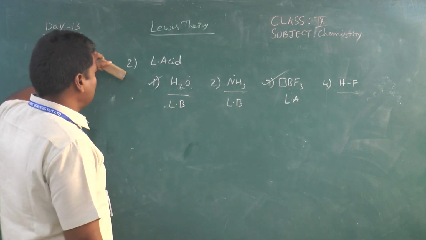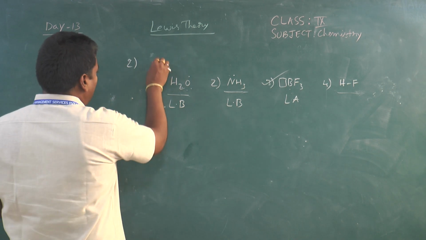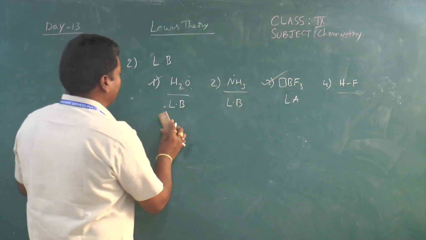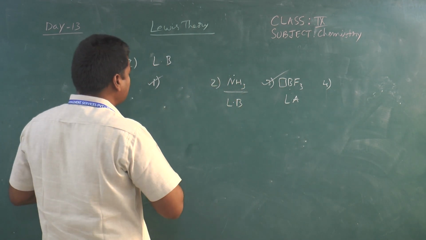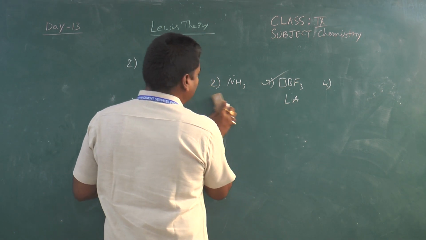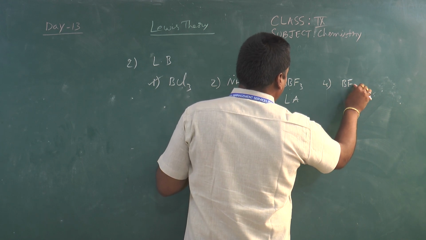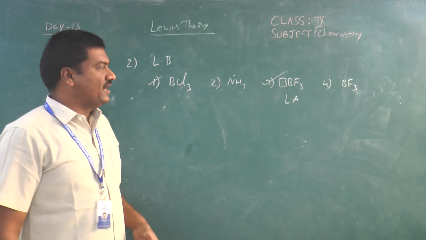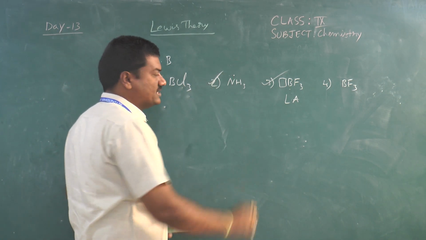Okay. Now suppose the question is like this: which of the following molecules or ions acts as a Lewis base? They ask for the Lewis base. Now the options are changed. Suppose the options are like this: BCl3 molecule is the first option, the second option is ammonia, the third option is boron trifluoride, and the fourth option is boron trifluoride molecule. Now which has a lone pair of electrons on the central atom? Nitrogen has a lone pair of electrons. So the answer I can take as the second one.